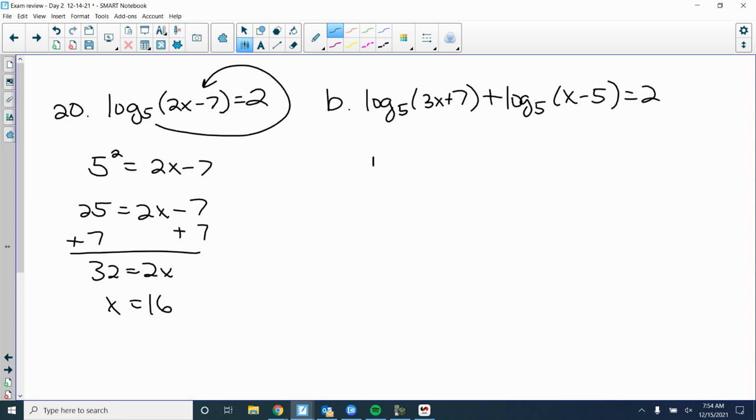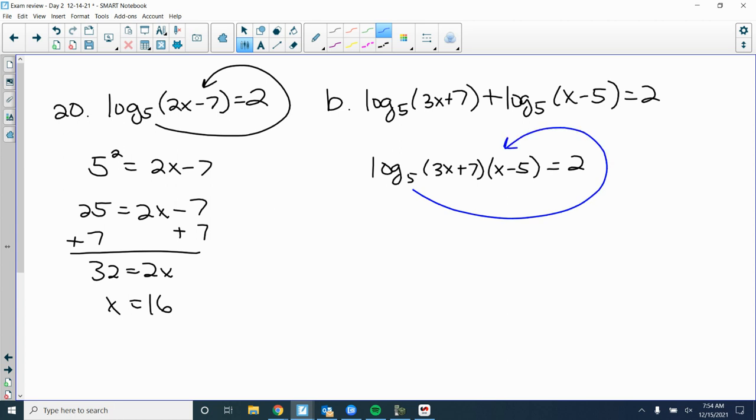Since this is a plus, this becomes log base 5 of 3x plus 7 times x minus 5 equals 2. Now, a lot of people at this point would just stop and set 3x plus 7 times x minus 5 equal to 2, like just drop the logs. Can't do that. You got to convert it to the exponential form, which means you got to swoop it, which means 5 to the second power will equal 3x plus 7 times x minus 5.